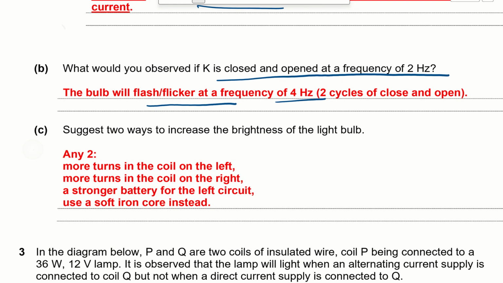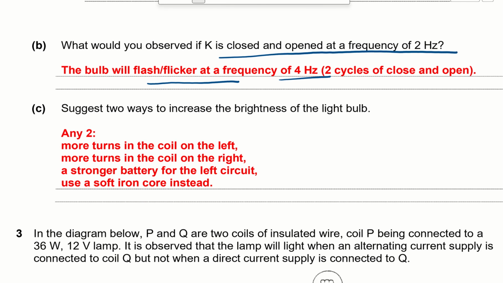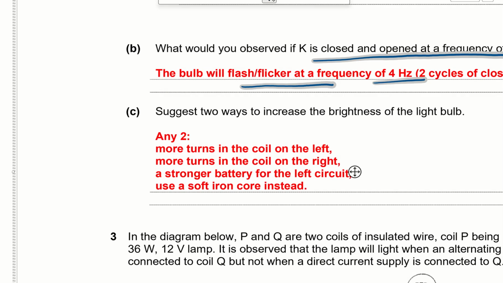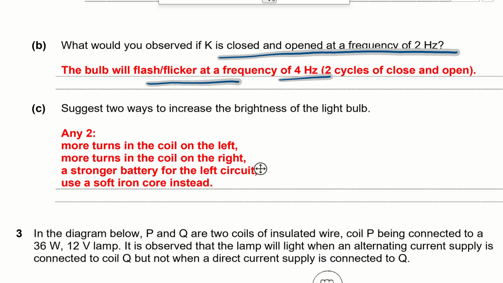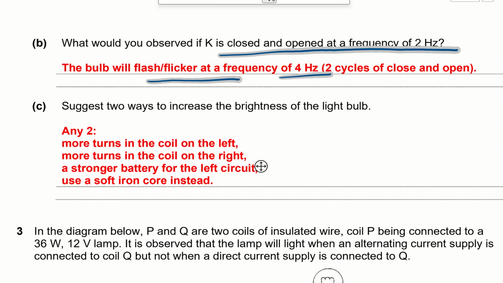Now, suggest 2 ways to increase the brightness of the light bulb. This one you should know: more turns. I think a lot of you are also writing more coils, which is wrong. Okay, please write this down.